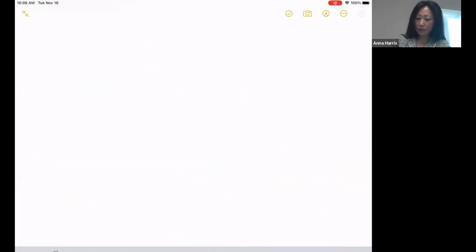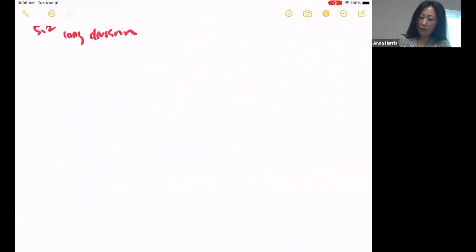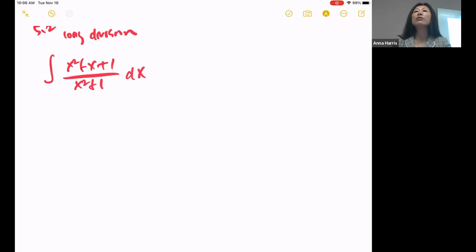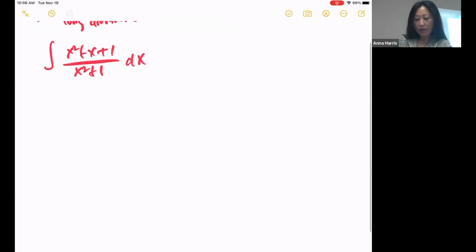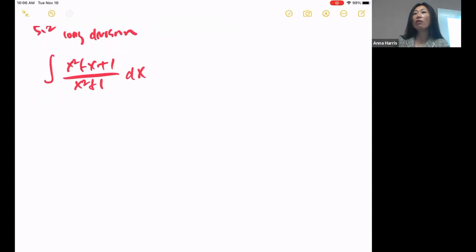We're going to do 5.2, but this time we're going to do long division. All right, the problem that we're going to do is this. We don't know how to take the antiderivative of this kind of function because we haven't learned this. So we need to do something that we know how to do. That means we've got to do long division.